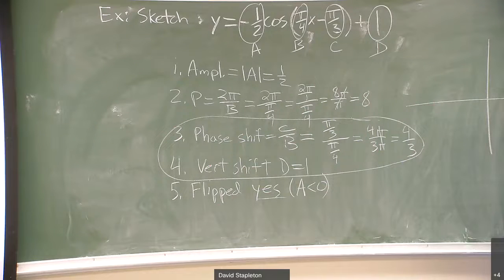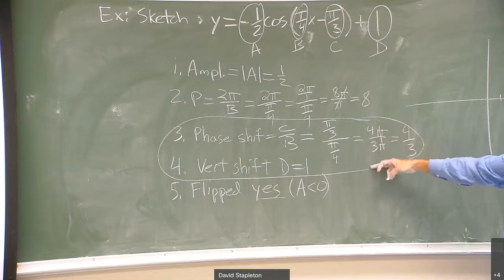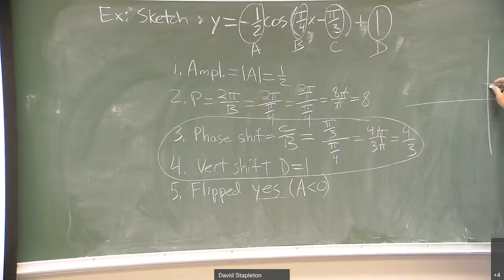So here's 1. 1, 2, 3, 4, 5, 6, 7, 8, 9, 10. 4/3 will be about here, somewhere in here, and vertical shift is 1. So 1. Let's scale it differently. Let's put 1 here, and so here's the point, 4/3, 1. The shift point, I call it, the phase shift and the vertical shift. That's where the origin moved to from the original cosine.